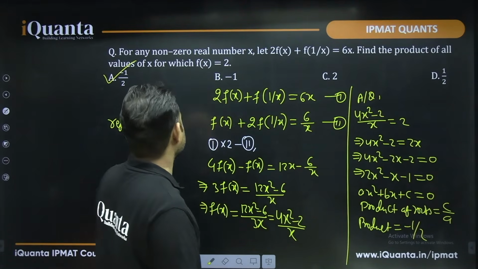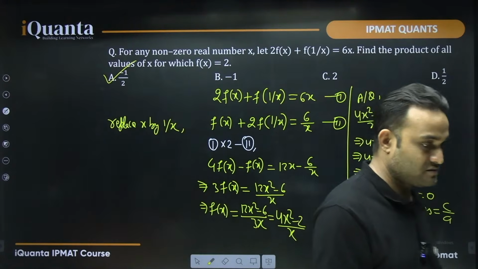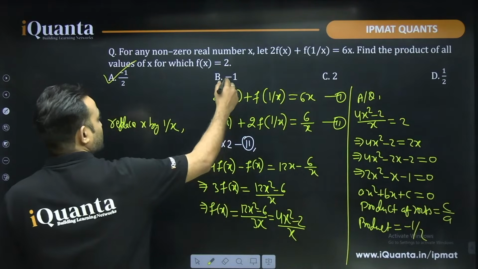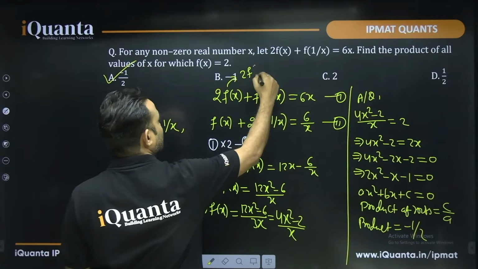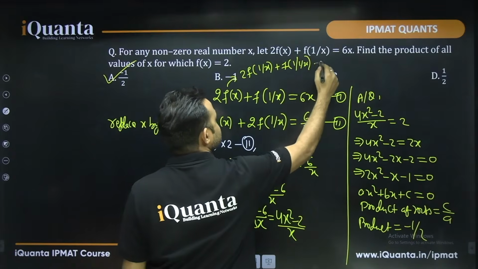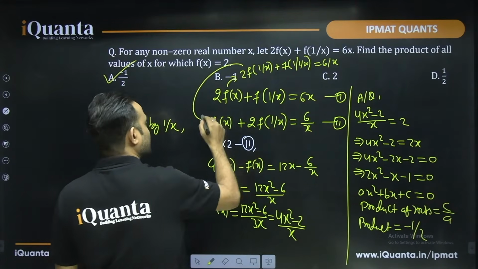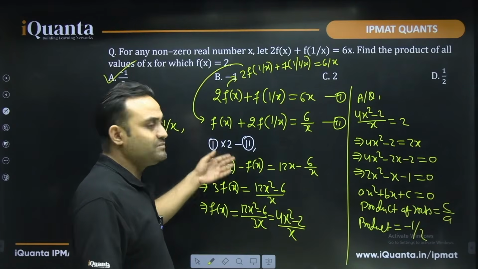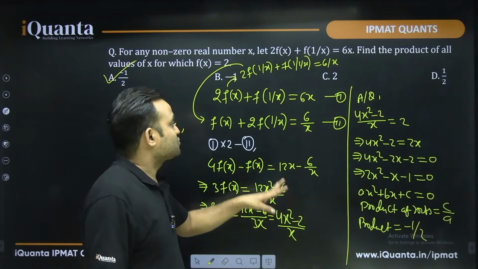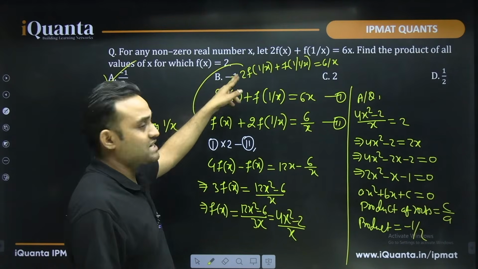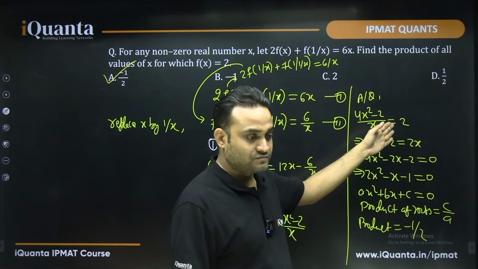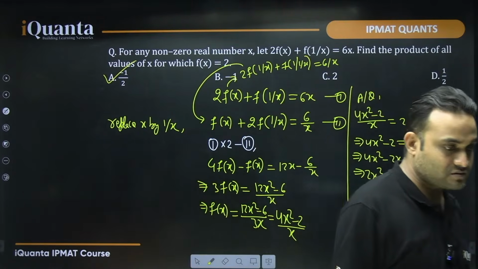If you replace x by 1 by x, what will happen? Check that. This will become 2 times f(1/x) plus f(x) is equal to 6 by x. This is what we are writing here. Then we eliminated f(1/x), so we got f(x). The question is to find the product of all values of x for which f(x) is equal to 2. So we equated this to 2, and from there we got the product.